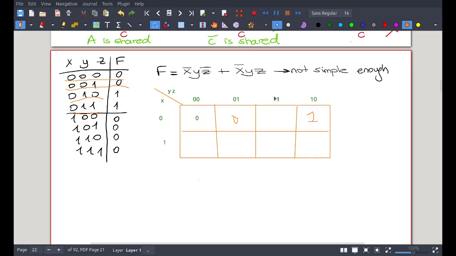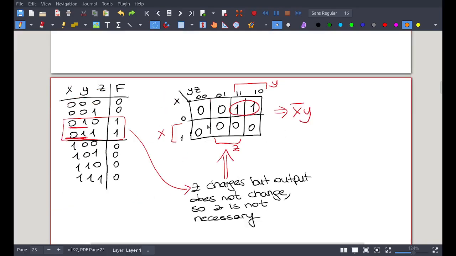Then you have 0 1 1. The value is also 1. And I have 1 0 0, and the value is 0. Everything else is 0, as you can see. So 1 0 1, 1 1 0, and 1 1 1, and everything is 0. You can see the table is written here like this.